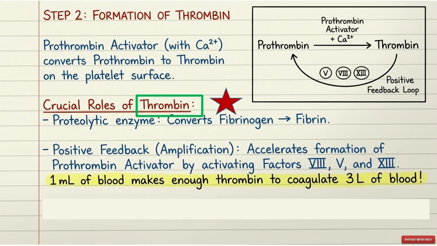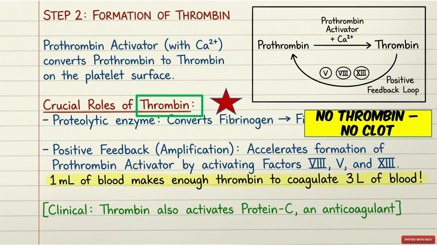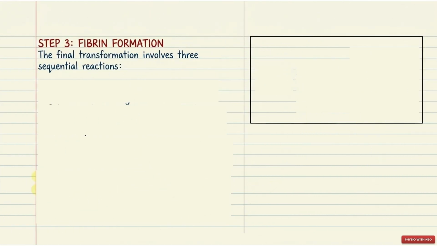Remember this important point: 1 ml of blood makes enough thrombin to coagulate 3 liters of blood. There is a clinical implication of this. Thrombin also activates protein C, an anticoagulant. So what is the key word here? No thrombin, no clot.